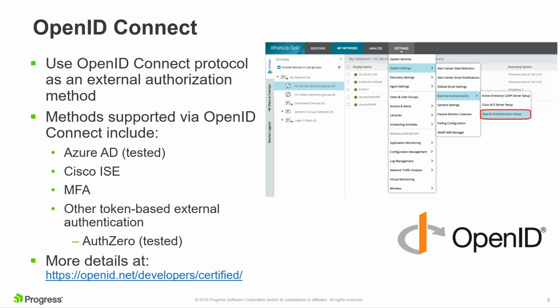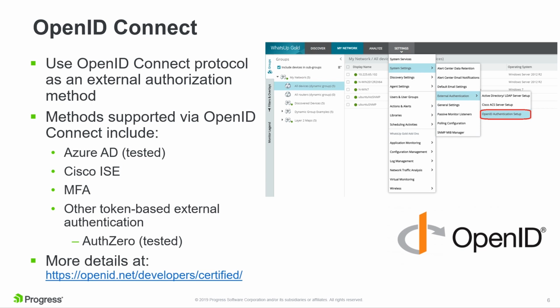If you look on the right side, you can see the interface is pretty straightforward. You're just selecting another option for external authentication other than the Active Directory and LDAP and Cisco ACS server that we already support. You can now choose OpenID Connect. The advantage here is that OpenID Connect is very flexible. There's a lot you can do with it. And what we're doing is opening a door.